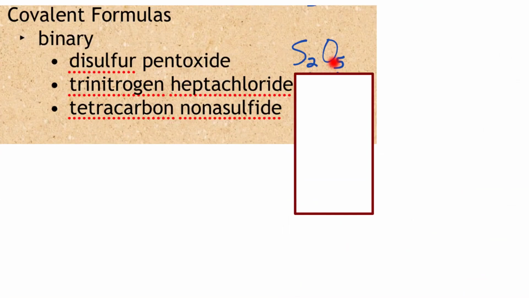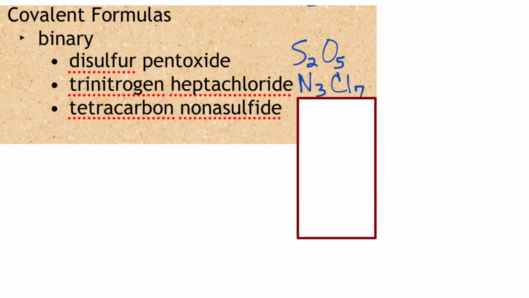Disulfur pentoxide. Go ahead and pause the video and do trinitrogen heptachloride and check your answer. Then do tetracarbon monosulfide and check your answer. Are you ready? I'm going to show you the answer. So there is trinitrogen heptachloride. Hepta is 7, hexa is 6, in case you got that confused.